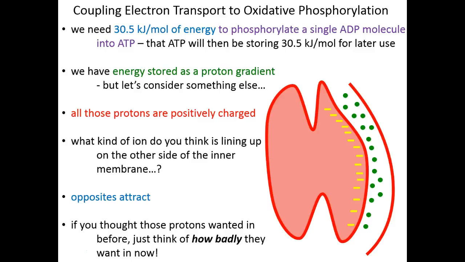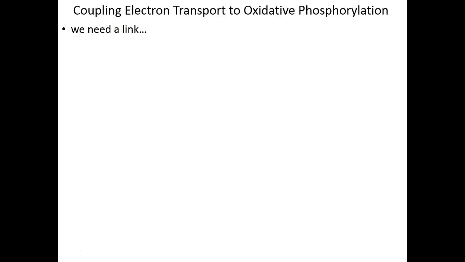So if we thought those protons wanted to get into the matrix badly before, just based on their concentration gradient, how do you think they feel now when they're also being drawn electrostatically to these anions? This is what we call an electrochemical gradient. And so these protons really, really want to flow.